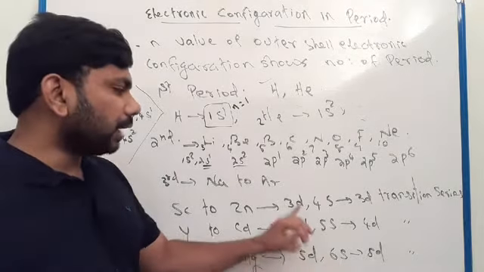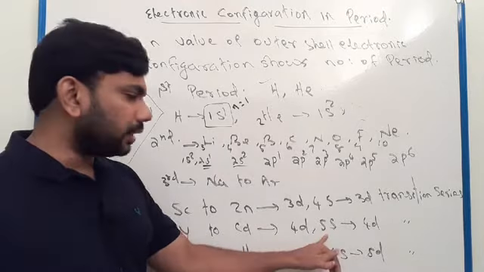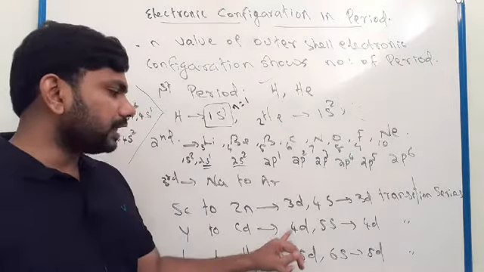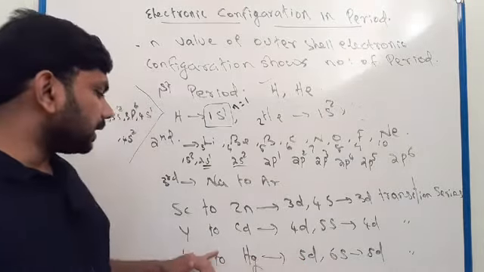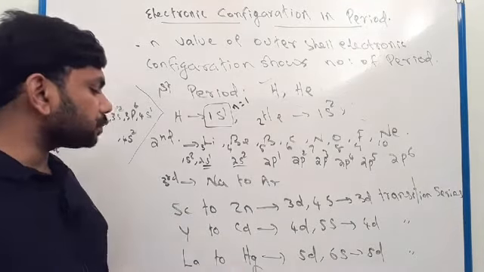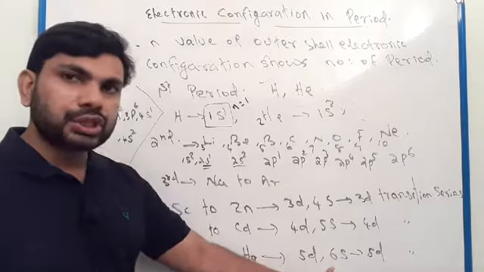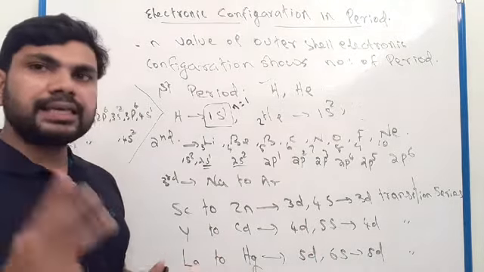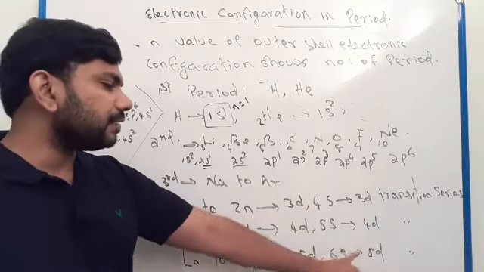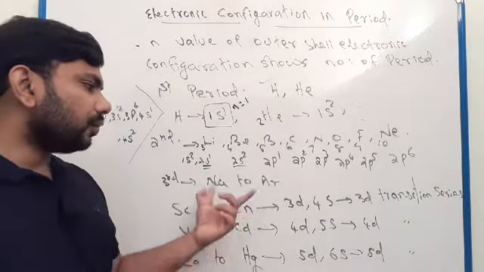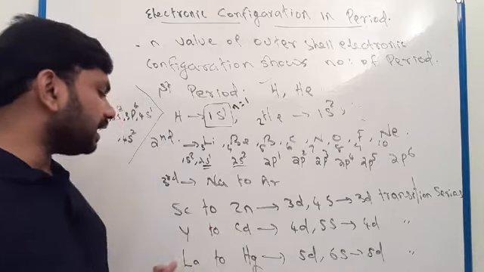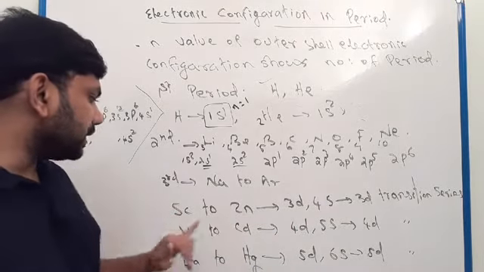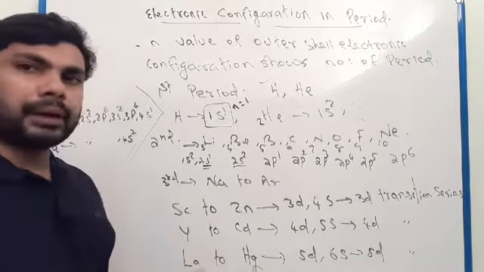Yttrium to cadmium has 4d5s outer shell electron configuration, so these elements are called the 4d transition series. After that, lanthanum to mercury has 5d6s outer shell electron configuration, so these elements are called the 5d series. So there are three series in transition elements: 3d series, 4d series, 5d series. 3d means scandium to zinc, 4d means yttrium to cadmium, 5d means lanthanum to mercury. You should remember these elements and series. Clear?